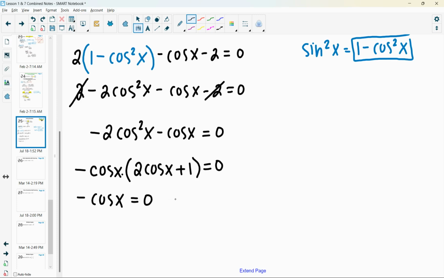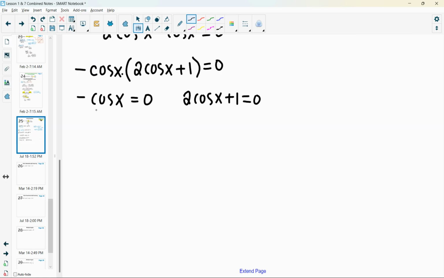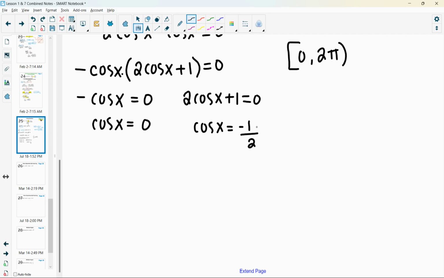So if negative cosine of x equals 0, that would be a solution. Or if 2 cosine of x plus 1 equals 0, that would be a solution. So in this case, we'll just divide by negative 1. So we just want to figure out where cosine of x equals 0. And we're just going to do this on an interval of 0 to 2 pi. And then here we would subtract 1 from both sides and then divide by 2. So we also want to find out where does cosine equal negative 1/2.